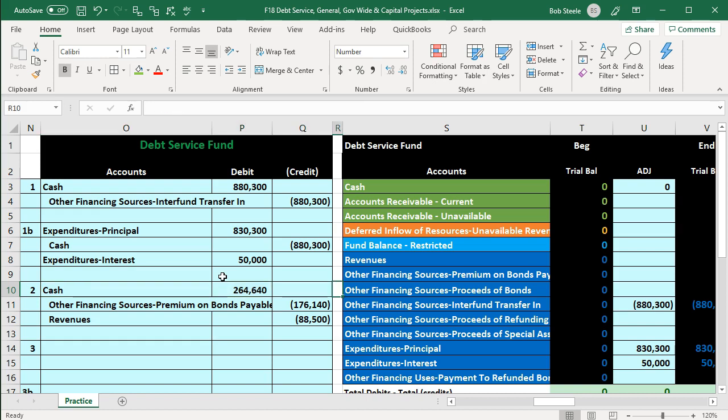Let's go ahead and post this out then. So we'll go up top to cash. We are in cell U3. I'm going to do this with the keyboard by pressing F2 plus F2. Scroll back down and we'll pick up that debit to cash.